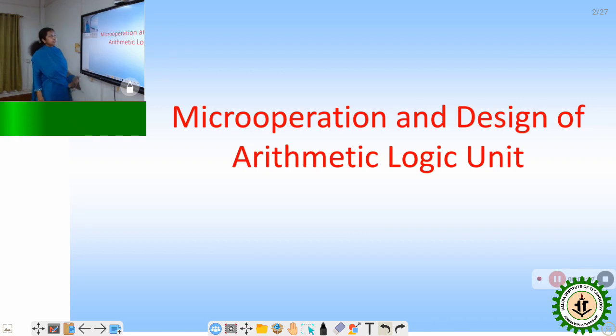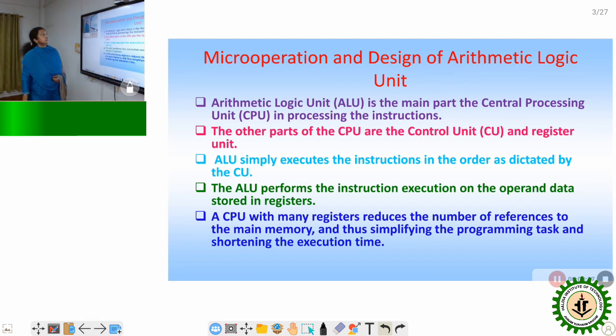Good morning, students. Today I will discuss different micro operations and the design of the arithmetic and logic unit. Now there are several micro operations available, arithmetic and logic.